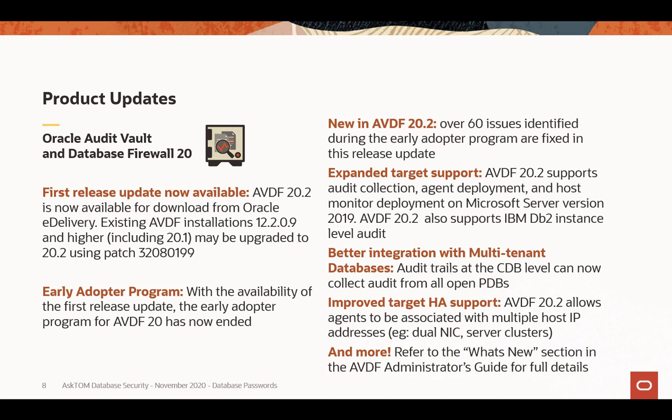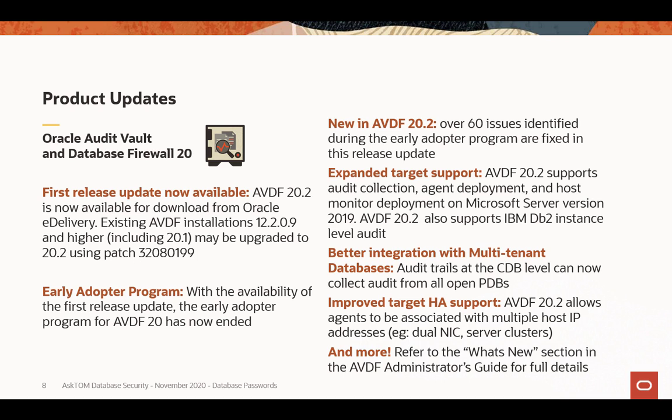We've made a change to how we work with multi-tenant in 20.2. In 20.1, we introduced the ability to collect audit data at the CDB level for all pluggable databases. However, all of the pluggables had to be open. If even one pluggable was not in an open state, 20.1 wouldn't collect at the container level. In 20.2, we can now collect from all open pluggables and just ignore the ones that are closed. And again, this is feedback from the early adopter program.